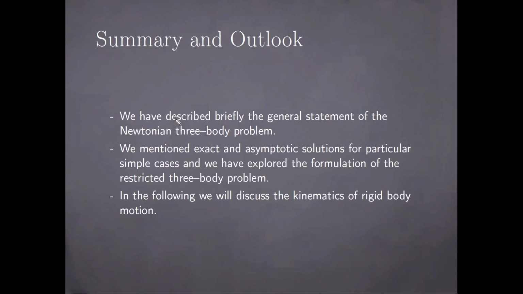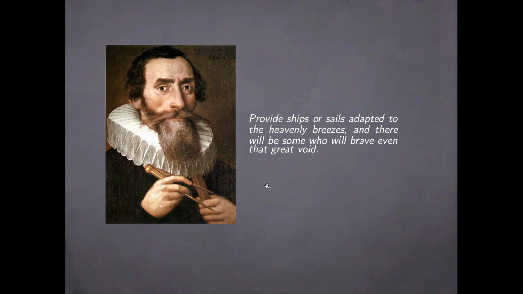In summary, we have described briefly the general statement of the Newtonian three-body problem. We have mentioned exact and asymptotic solutions for particular simple cases, and we have explored the formulation of the restricted three-body problem. In the following, we are going to discuss the kinematics of rigid body motion. So, with that being said, this chapter is concluded, and I will leave you with the words of Johannes Kepler.